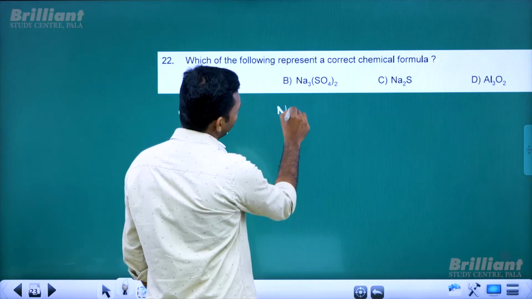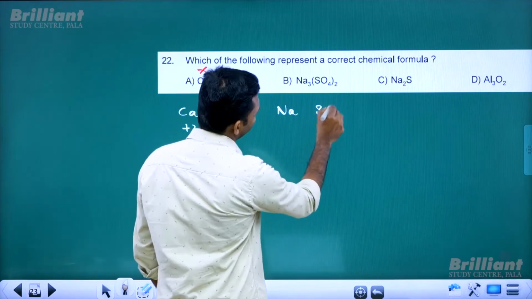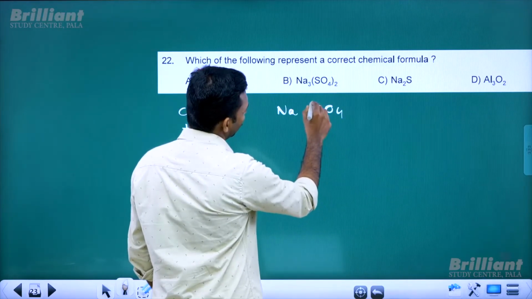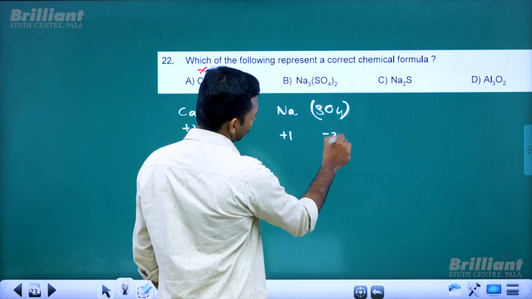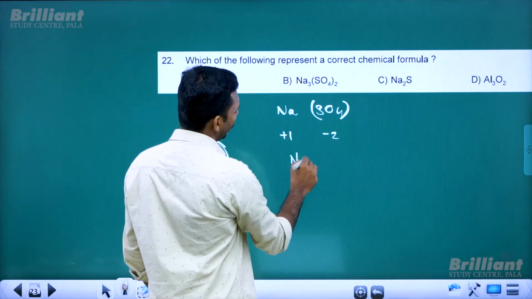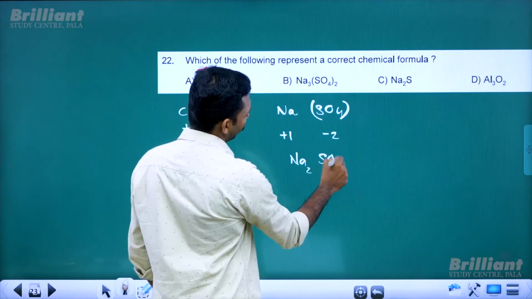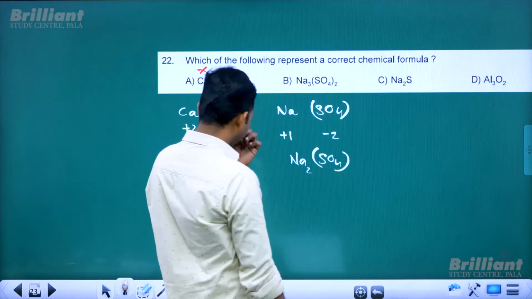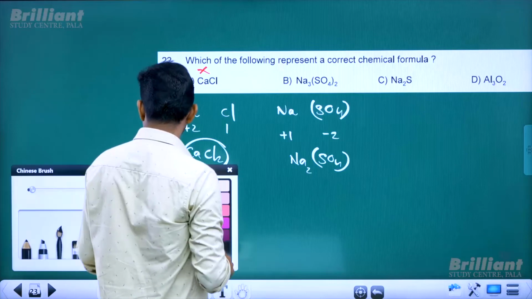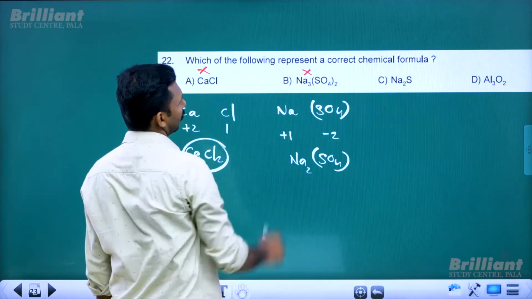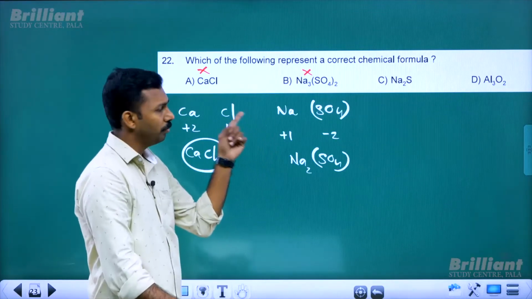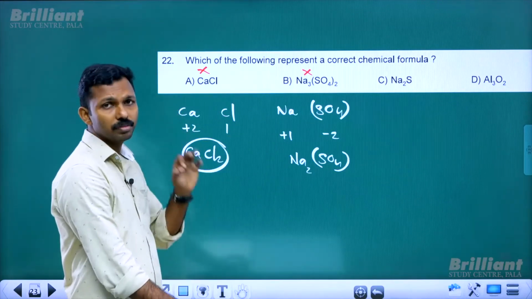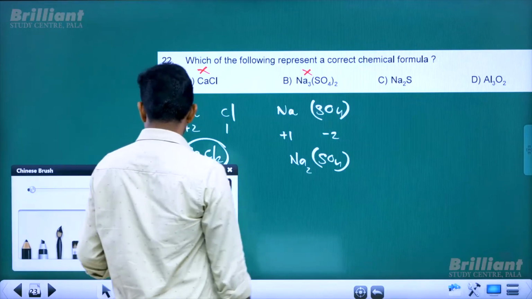Na3SO4, sodium, then SO4. We know sodium plus 1, SO4 2 minus. So there must be Na2SO4. Is it correct? No, it is also incorrect. Na2SO4 should be there. I told you sodium is from S block first group, calcium from second group. So that is incorrect.